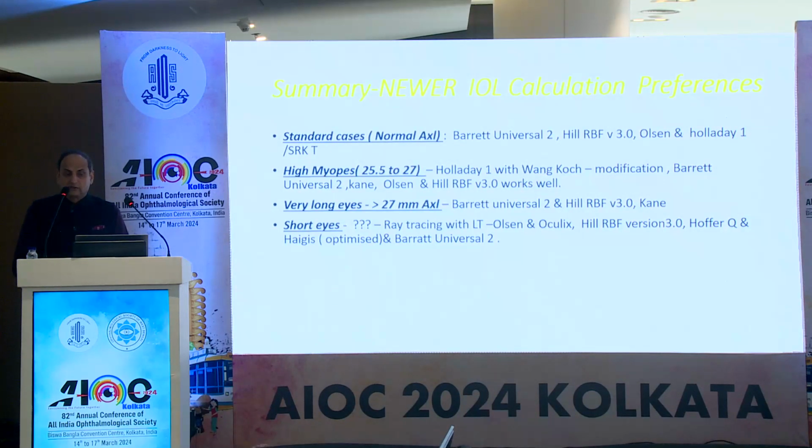For high myopes, Holladay 1 with Wang-Koch modification, Barrett Universal 2, Kane, Olsen and Hill RBF version 3 work well. For very long eyes, which are more than 27, the Barrett Universal 2 and the Hill RBF version 3 along with Kane. And for short eyes, again, ray tracing with LT, Olsen and Oculix, Hill RBF version 3.0, Hoffer Q and Haigis, the optimized one, and the Barrett Universal 2.